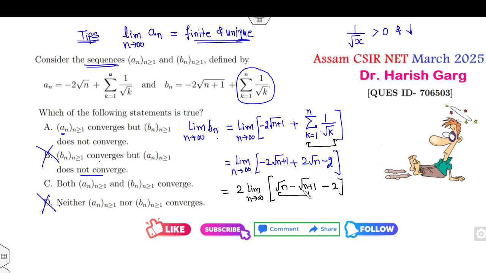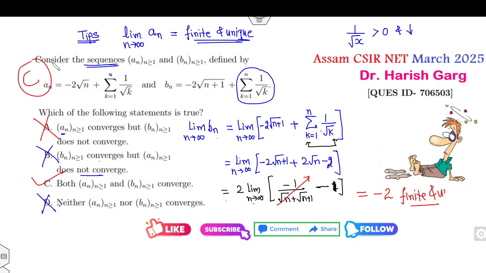For this case, I can rationalize them. If you rationalize them, the root n will be cancelled out, and that will be minus 1 over root n plus root n plus 1. Now if you take 2 as common and take the limit as n approaches infinity, this goes to 0. The answer is minus 2, which is finite and unique. Once this is finite and unique, then you can say this is also convergent. So the first option is cancelled, and C option is the right answer of this problem. So you can see that it's a very simple way you can get the answers.